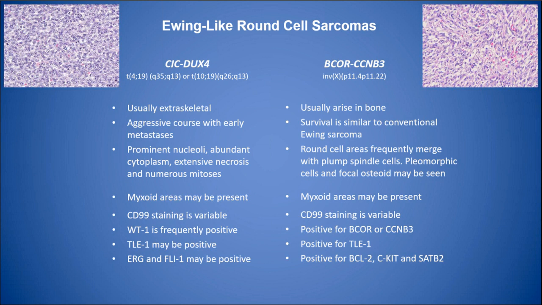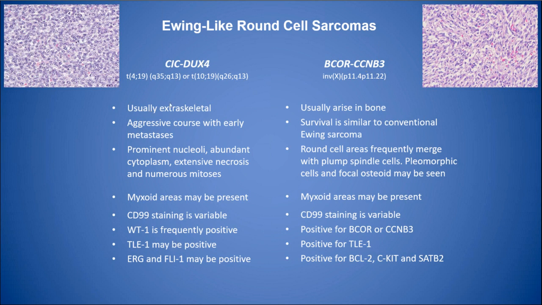So a few points about Ewing-like round cell sarcomas, the so-called CIC-DUX4 and BCOR-CCNB3 tumors. These tumors have very specific similarities and differences with Ewing sarcoma and among themselves. Let's start by saying that most CIC-DUX4 tumors occur in young adults. They really have a similar sex preference. BCOR tumors usually occur in children and young males. So they have a tremendous predilection for the male gender.